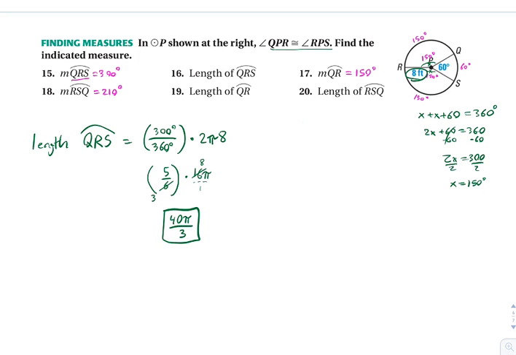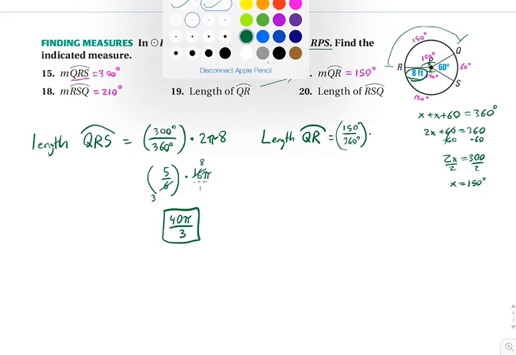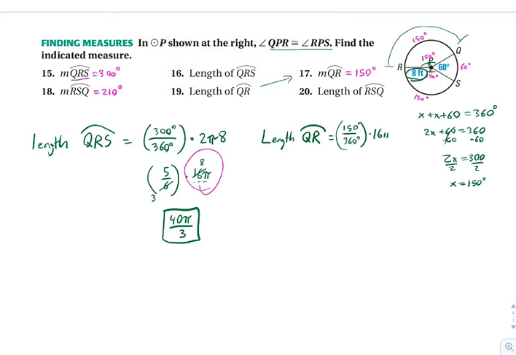Okay, so let's look at the next one. 19 is the length of QR. So QR, that's 150 degrees, because it's always referring to the minor arc. So QR being this one right here, and we already found its measure right up here in 17. So that's 150 out of 360. That's the fraction of the circle we've got. And then times, again, I'm just going to use the circumference we figured out, 16 pi. So I'm just going to throw that in here.